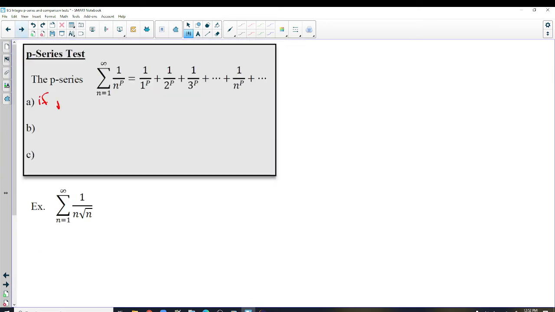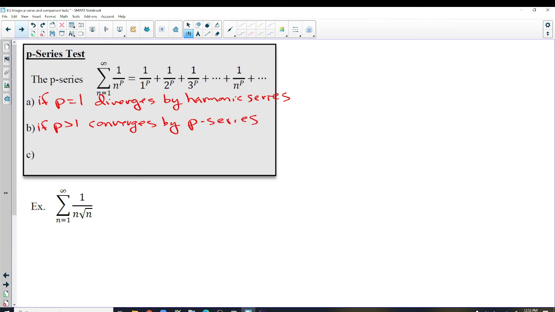If p is equal to 1, this diverges by harmonic series. If p is bigger than 1, then we say converges by p-series. And if p is less than 1, that diverges. Diverges by p-series.